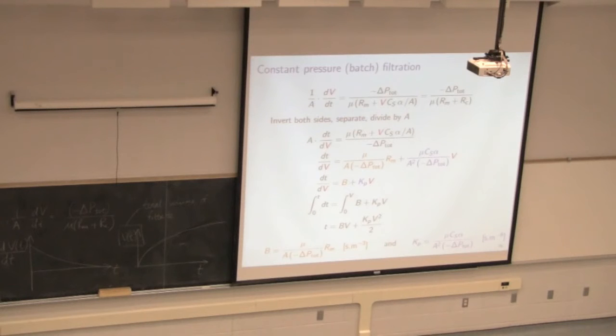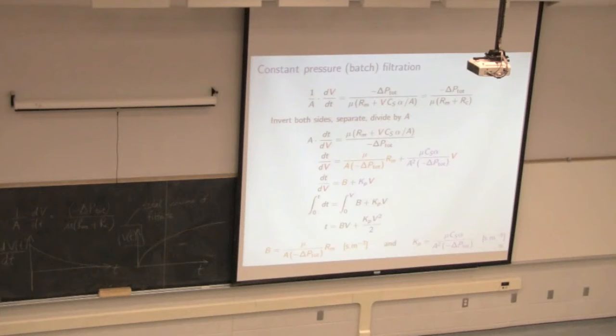Now, let's take a look back here at this equation. And we can understand why this dV by dt gets smaller and smaller and tends to zero. It's because which terms are changing with time? Is my area changing? No. Viscosity is not changing. Rc is changing. Pressure drop is constant. That's our assumption here, and it's a fair one. Viscosity is constant, Rm is constant. So only Rc is changing.